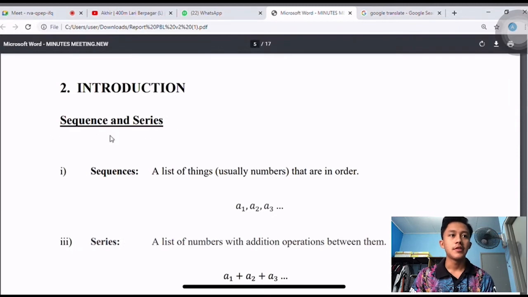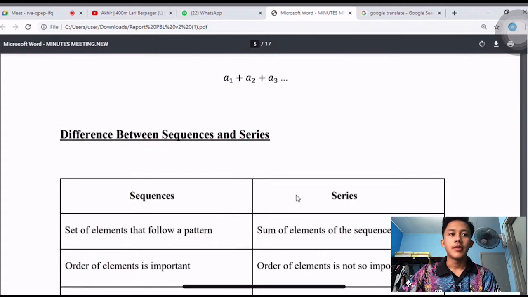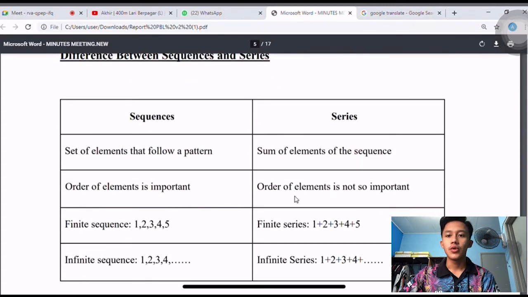Okay, first we can see sequence and series. A sequence is a list of things, usually numbers, that are in order, and a series is a list of numbers with an addition operation between them. Below them we can see the difference between sequence and series.